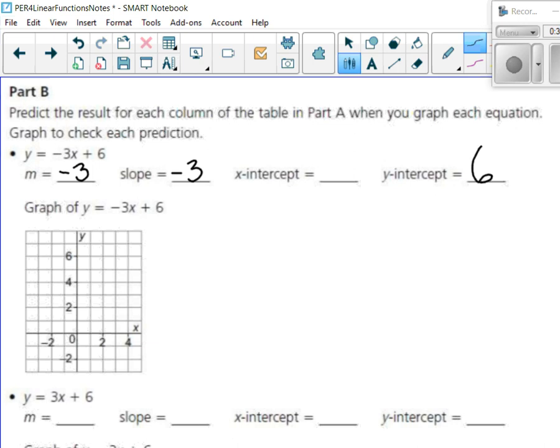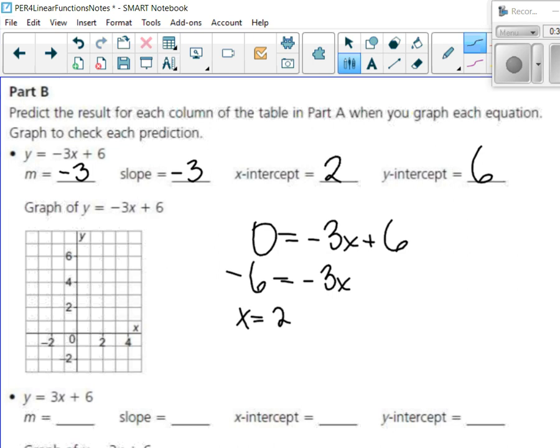How can I find my x-intercept without the graphing calculator? I will repeat. How do I find my x-intercept without the graphing calculator? You set y to 0. So 0 equals -3x plus 6. We do algebra to solve it. Move the 6 over, it becomes -6 equals -3x. Divide by -3, we get x equals 2. So that means my x-intercept is 2.